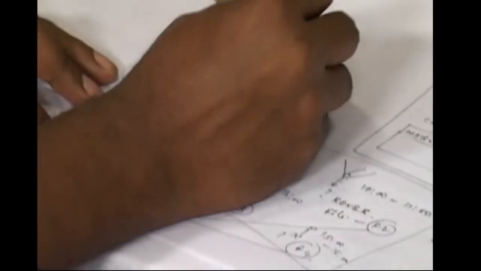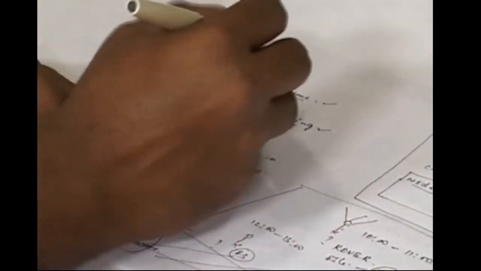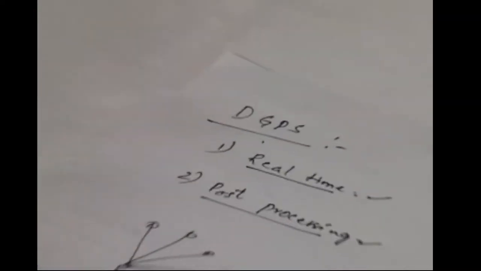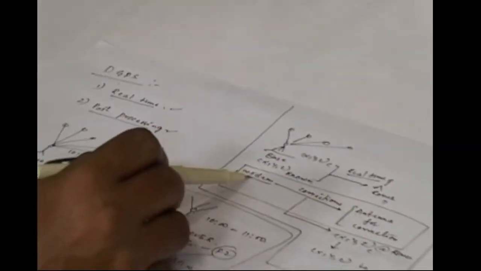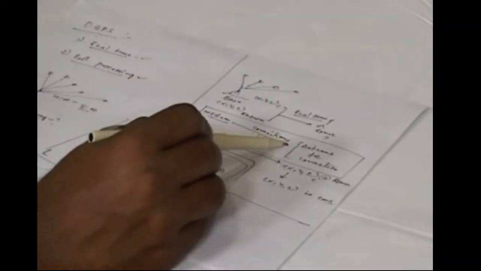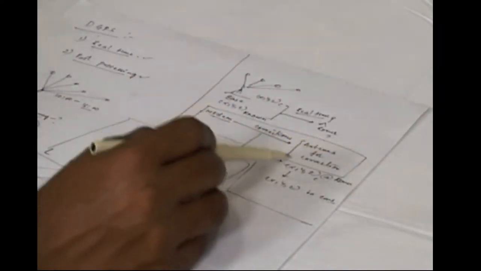So this is about how to do the differential GPS both in kinematic and in real time and the post processing mode. We understand that for real time you need to have a modem at the base and an antenna at the rover, so that when the modem sends the corrections, the rover can receive the corrections in real time.